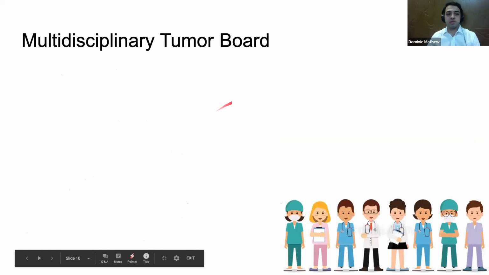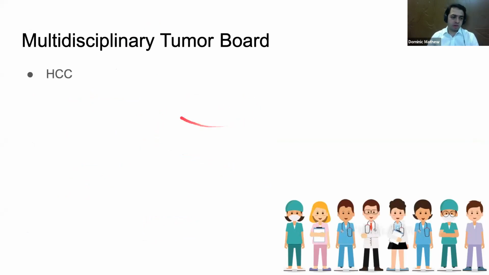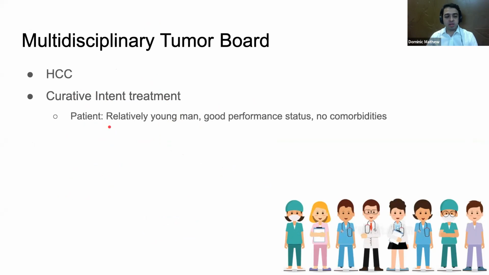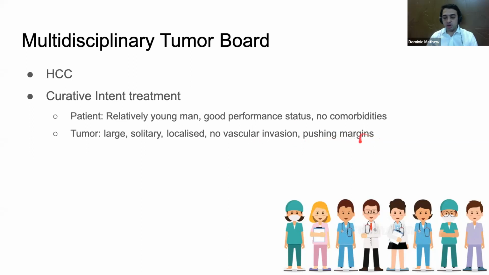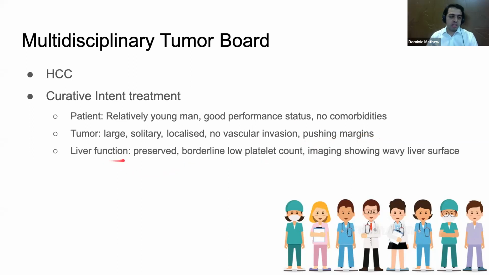The case was discussed in a multidisciplinary tumor board. So we had a patient with an HCC and we wanted to attempt curative intent treatment because the patient was a relatively young man with good performance status and no comorbidities. The tumor was large, but it was solitary, localized, with no vascular invasion, and it had pushing margins, not an invasive margin. The liver function was preserved, except there was a borderline low platelet count and the imaging showing a slightly wavy surface of the liver that made us suspicious of an early CLD.